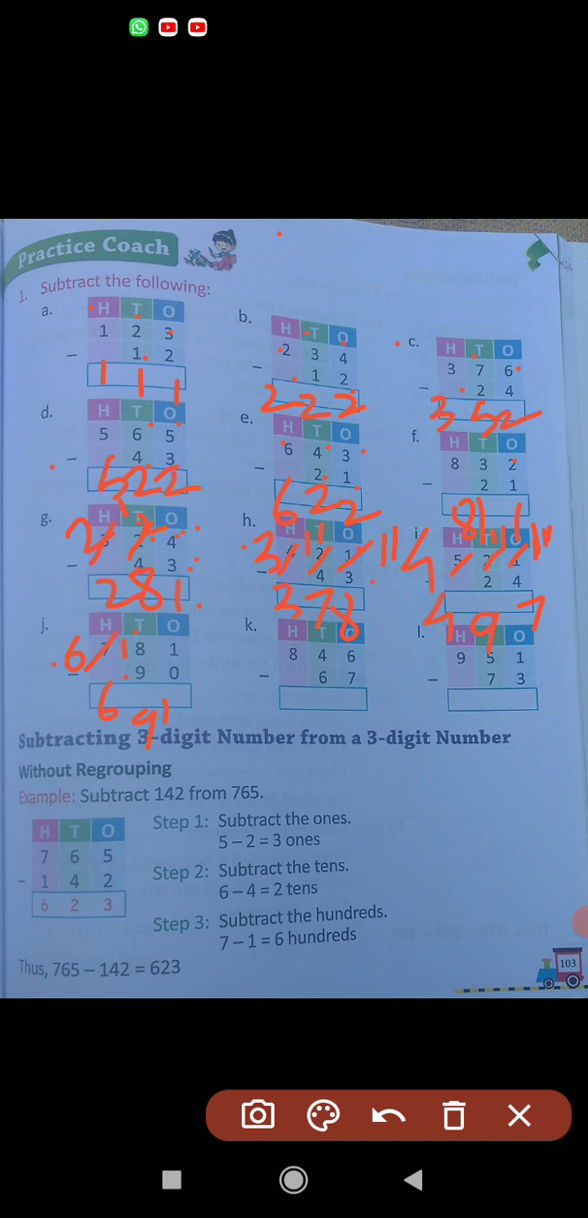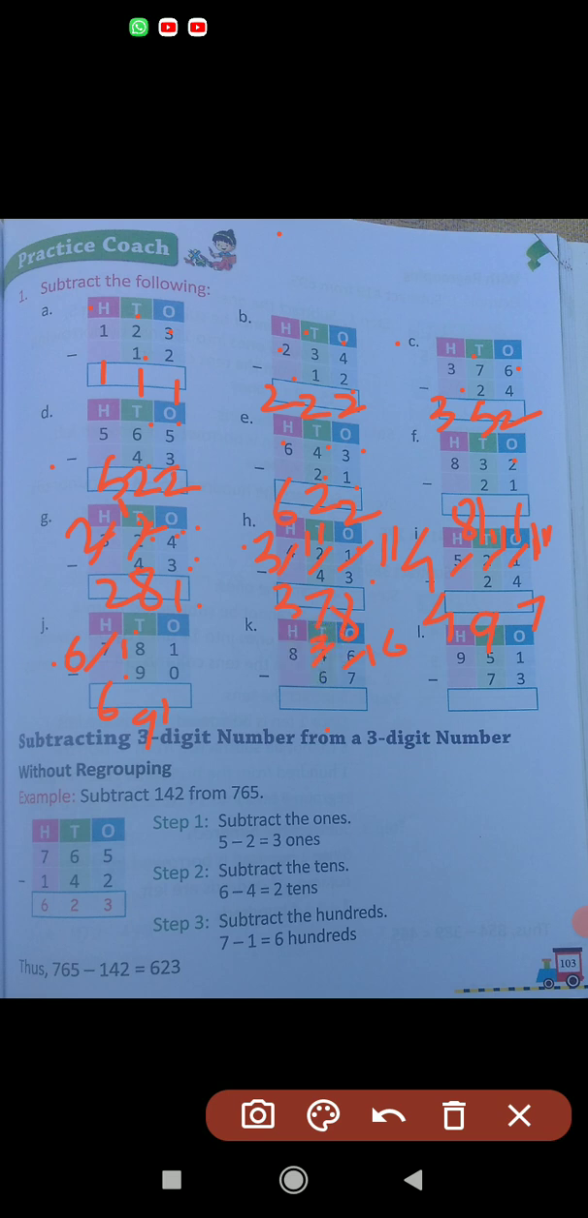Okay, next question is K, 846 minus 67. Now subtract 7 from 6. Can we subtract? No, because 7 is greater than 6 and 6 is smaller than 7. So, we can't subtract a greater number from a smaller number. So, we take 1 borrow from 4. So, this 6 converted into 16 and this 4 converted into 3.